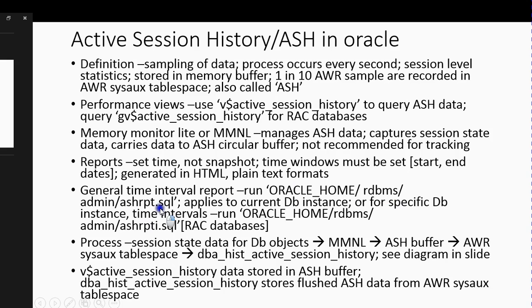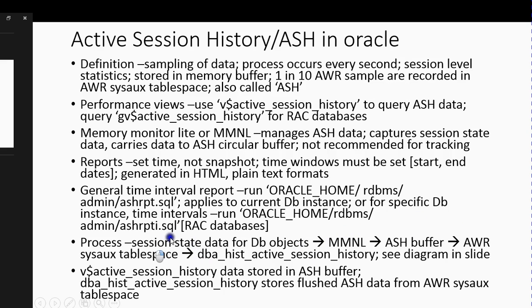This is basically how you'll be able to generate your ASH report, the Active Session History report. And also, as I've told you before, if you have it at the end, this actually refers to your current database. But if you use the script that has an I, you are looking to find a specific database instance.